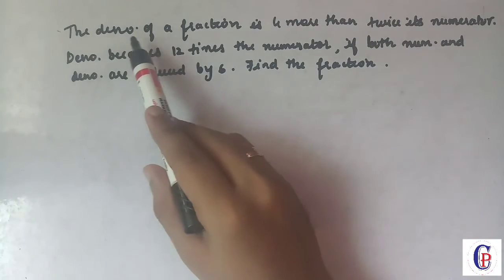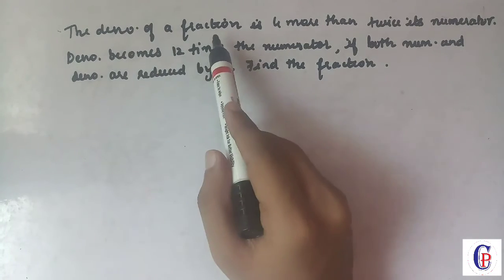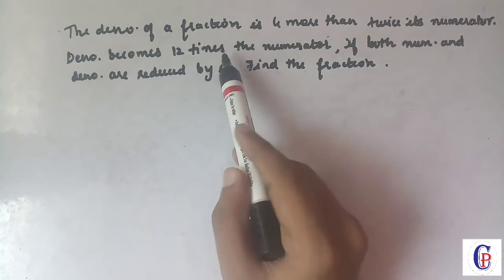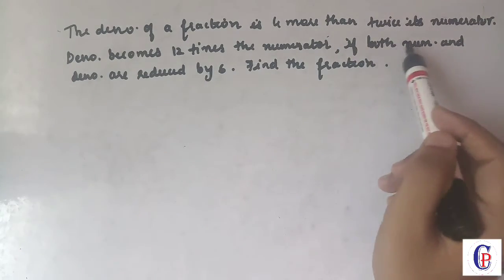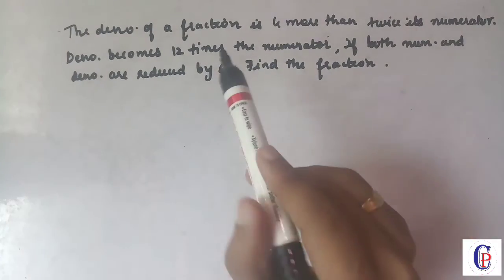Here it says, I have written some words in short form. The denominator of a fraction is 4 more than twice its numerator. Denominator becomes 12 times the numerator if both numerator and denominator are reduced by 6. Find the fraction.